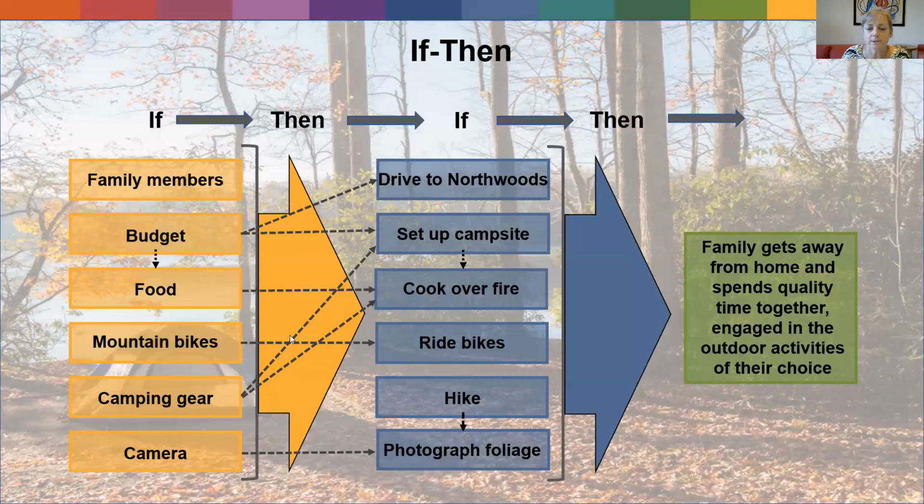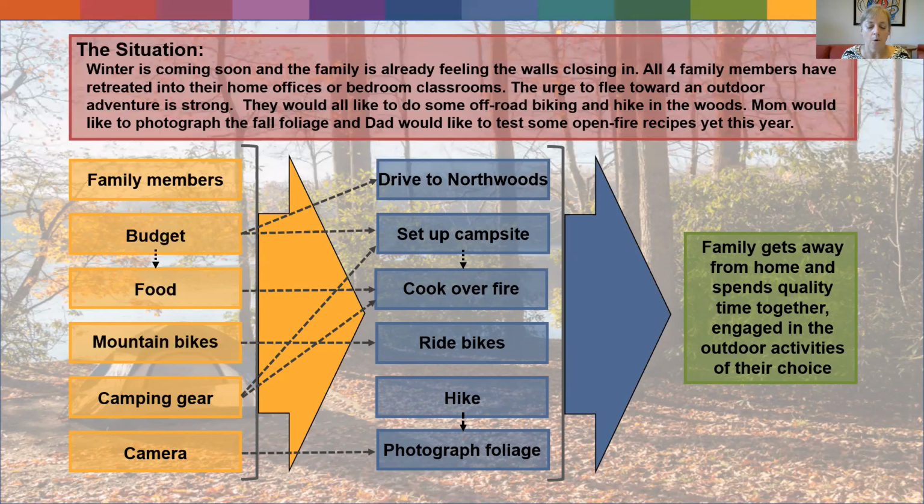Another example: we're going to ride bikes, so we need mountain bikes. And then in order to cook over the fire, we need to set up the campsite. In order to take the fall foliage pictures that Mom wants to take, it'd be best to go on a hike and find those opportunities. So this is the whole model with the original situation statement.